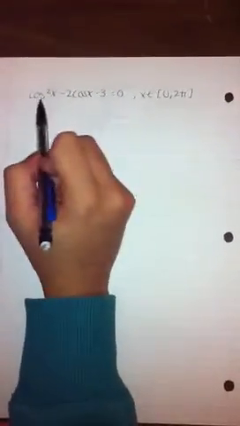Now let's look at a more challenging question. If we have cos squared x minus 2 cos x minus 3 equals 0, in the interval x is an element of 0 to 2 pi once again. To do so, first we need to find out what this side is equal to. This is a quadratic equation, so we can factor the first side. We need to find a product of negative 3 and a sum of negative 2.